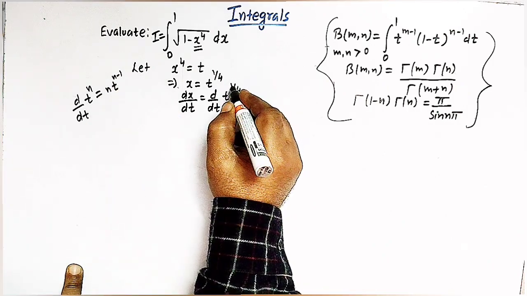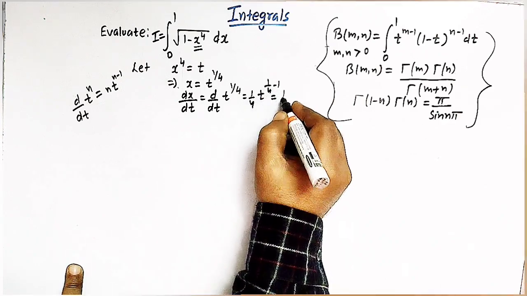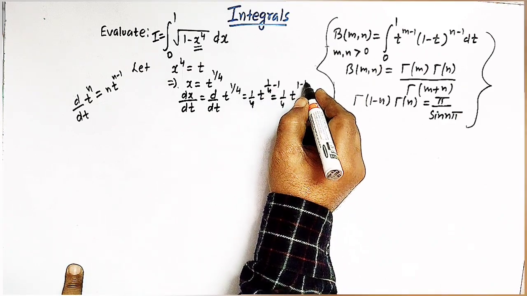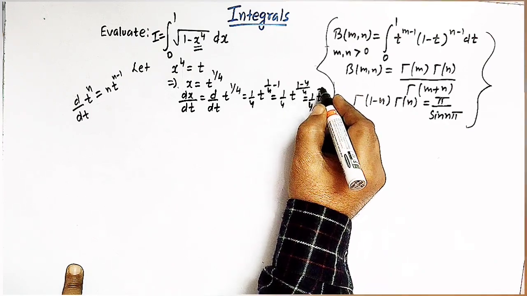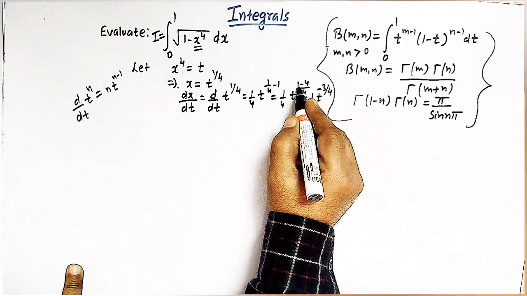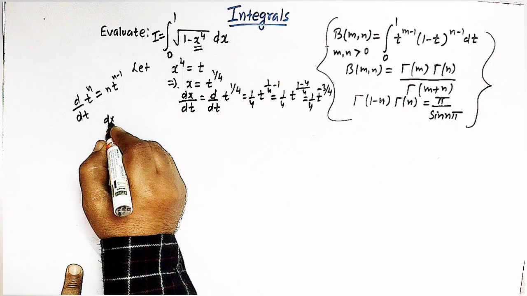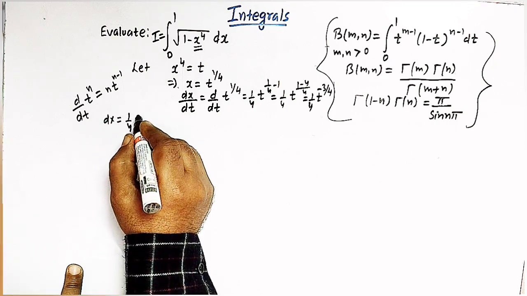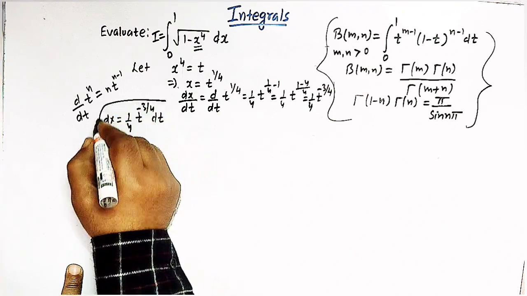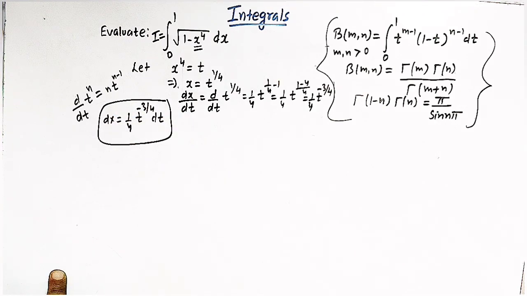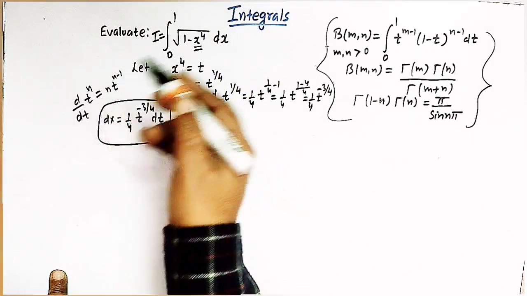So here our n is 1 over 4. So we have 1 over 4 t raised to 1 by 4 minus 1. That is 1 over 4 t raised to 1 minus 4 over 4. That is 1 over 4 t raised to minus 3 by 4. So 1 minus 4 is minus 3. So now let us write dx is equal to 1 over 4 t raised to minus 3 by 4, and here we have dt.